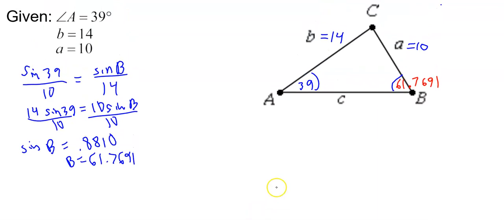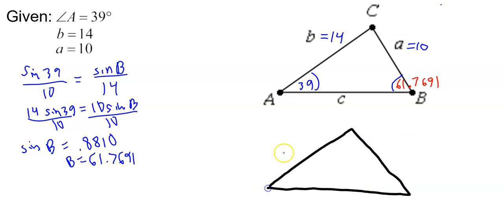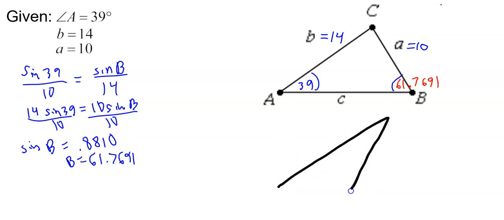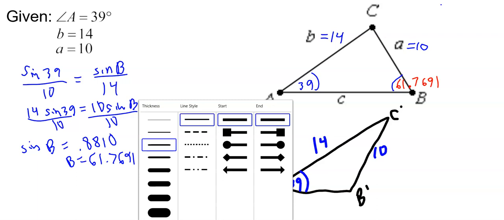When we do this, I'm not worried about drawing it to scale. It doesn't really matter. Just draw a second triangle. It's called A prime, B prime, and C prime. The given information is all the same. In the second triangle, that's 39, that's 14, that's 10 over here. The thing that's different is this angle.